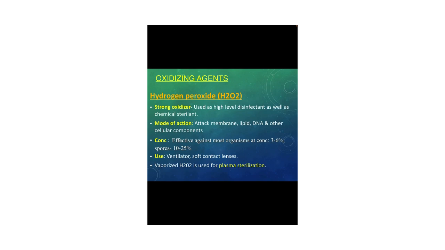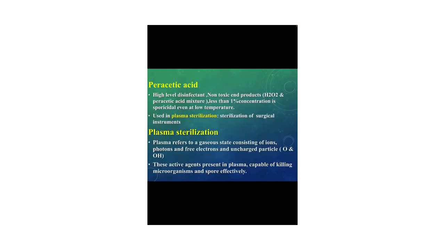Then oxidizing agents. Hydrogen peroxide is an important high-level disinfectant. It has a high lethal action and attacks the membrane, DNA, and other cellular components. It is mainly used in plasma sterilization. Then peracetic acid. Peracetic acid is also a high-level disinfectant with a non-toxic end product. It is mainly used in plasma sterilization of surgical instruments.